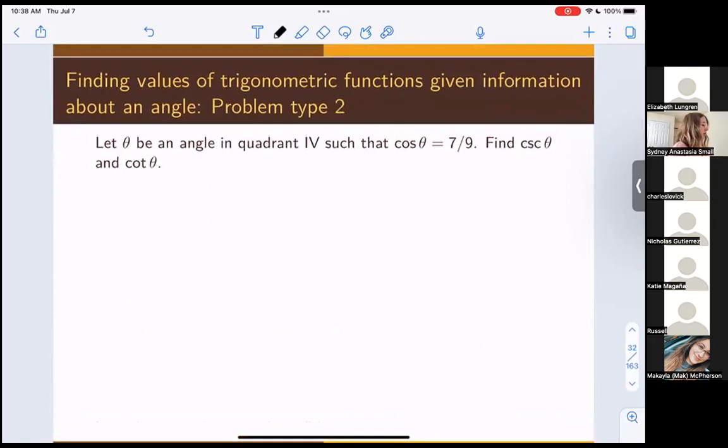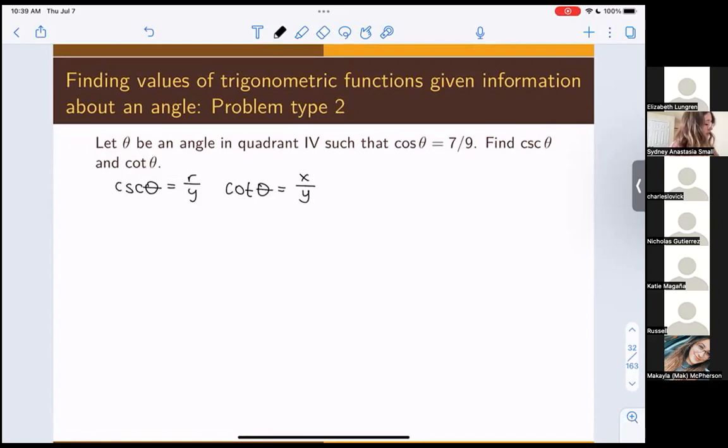So let theta be an angle in quadrant 4 such that the cosine of theta is 7/9. That's all we know. And we want to use this information to find the cosecant and the cotangent. Before we do anything, I'm just going to write down what the formulas for cosecant and cotangent are so we can remember what information we're looking for. We know that the cosecant of theta is the inverse of sine, so it is r over y. And we know that the cotangent of theta is the inverse of tangent, or the reciprocal of tangent. So this is just x over y.